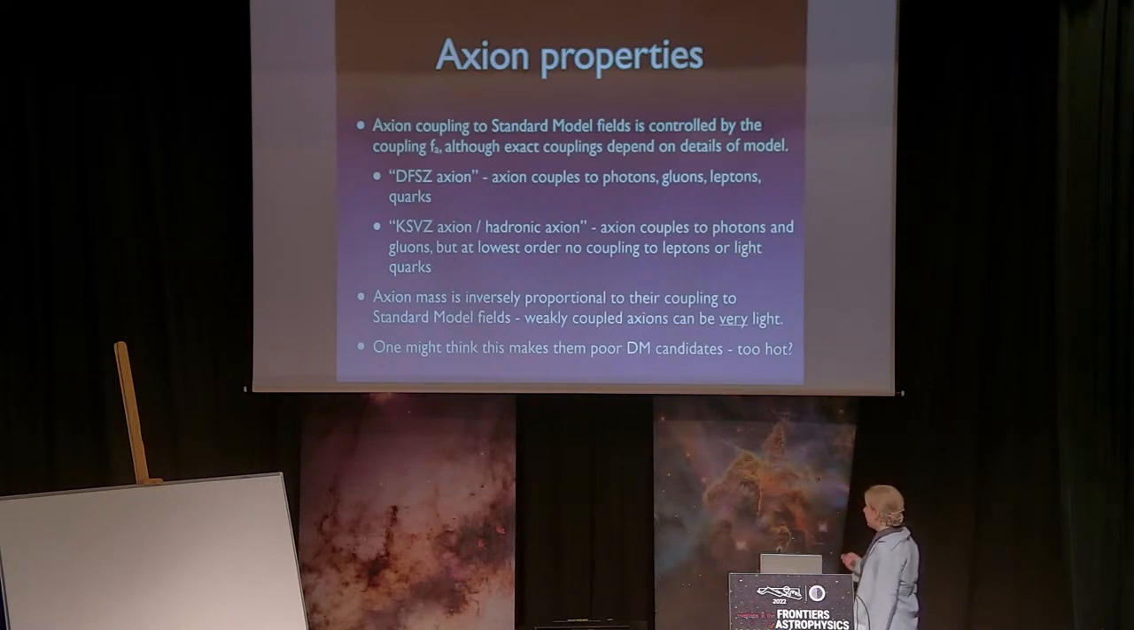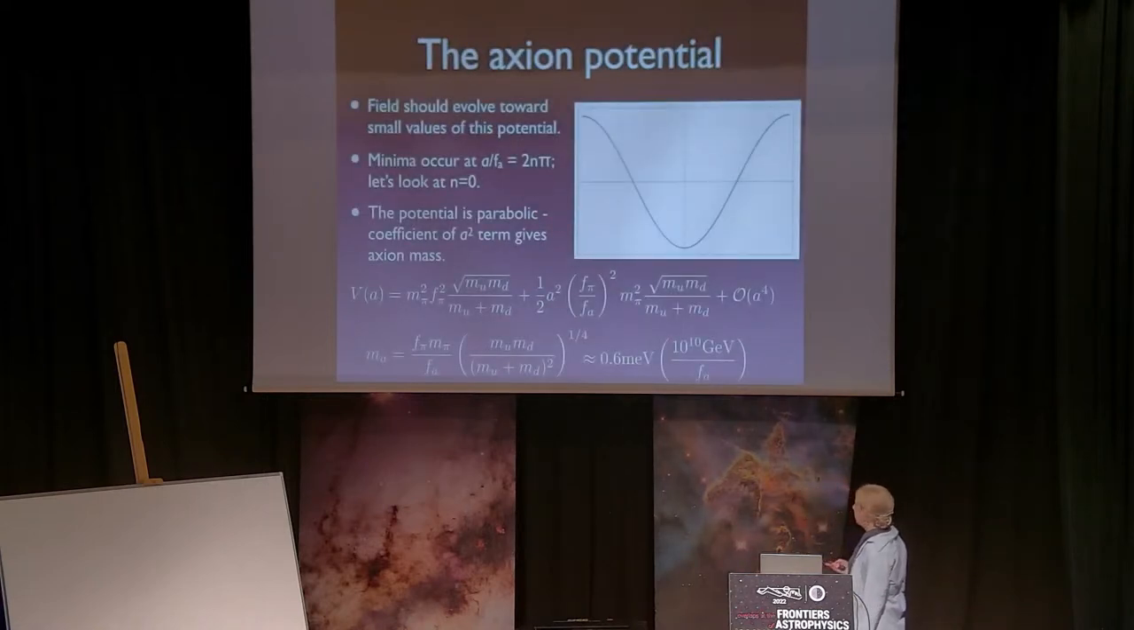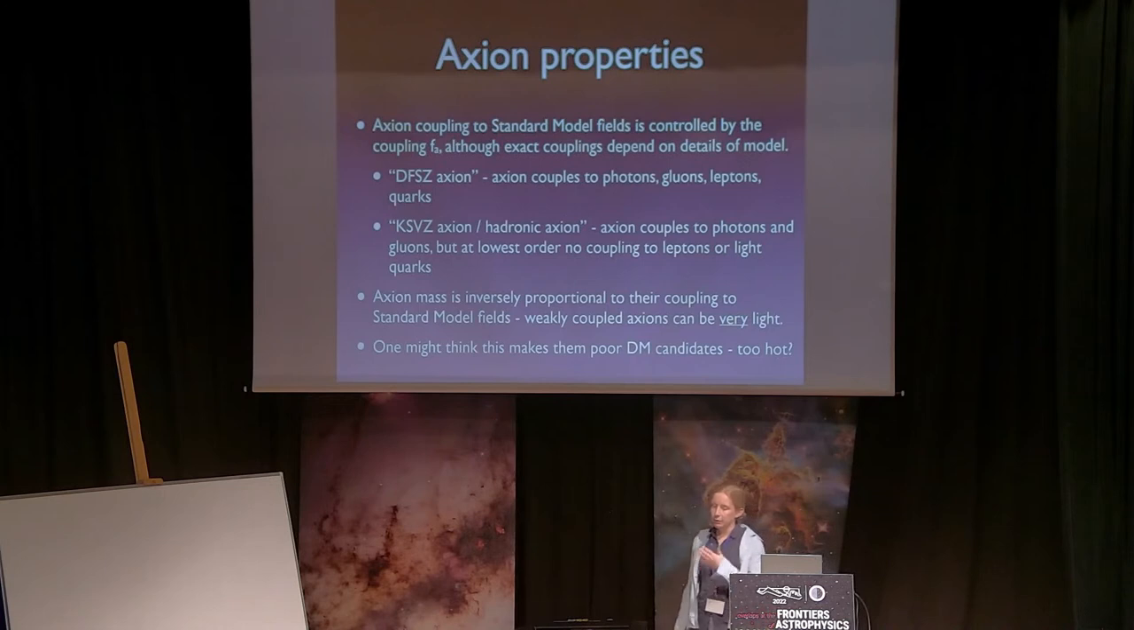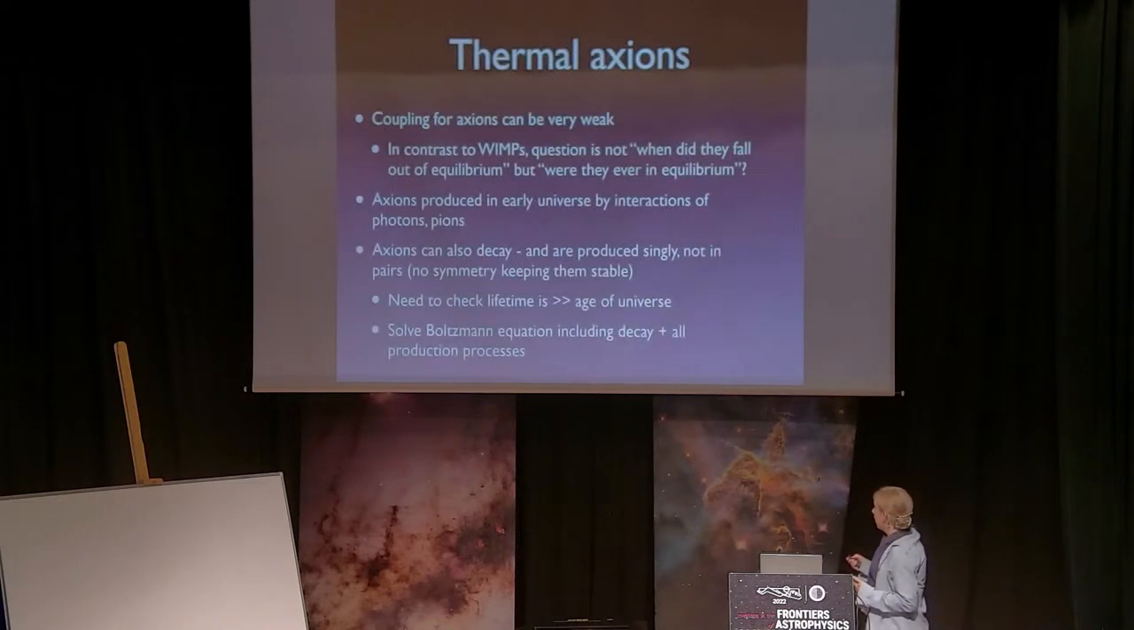So we've seen that the axion mass goes like 1 over FA, which is the same as the coupling to standard model fields. Sorry, this is slightly misphrased. It's inversely proportional to FA, which is inversely proportional to the coupling to the standard model fields. So if we want the axion to be weakly coupled to standard model fields, it also needs to be really light. Now, you might say, okay, if the axion is very light, maybe it will be a poor dark matter candidate because it will be too hot. But this is the relationship that you want.